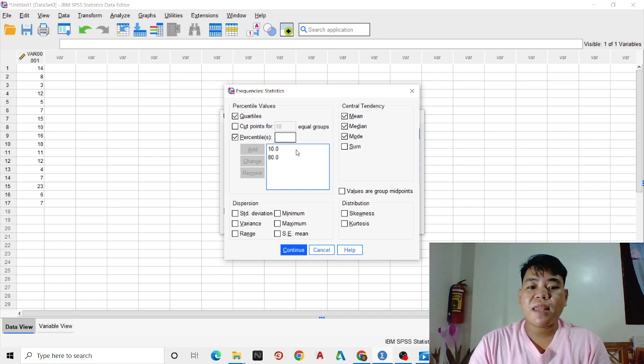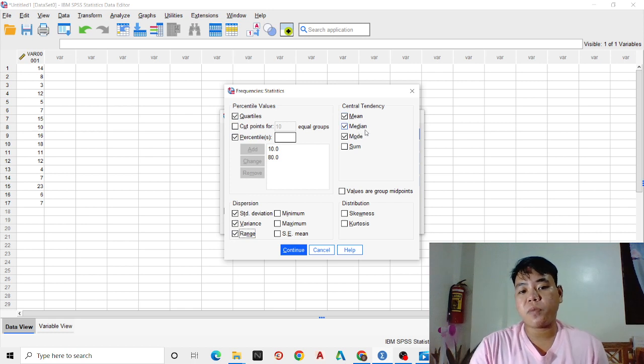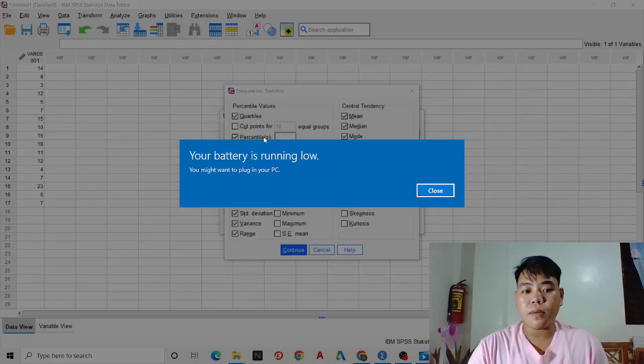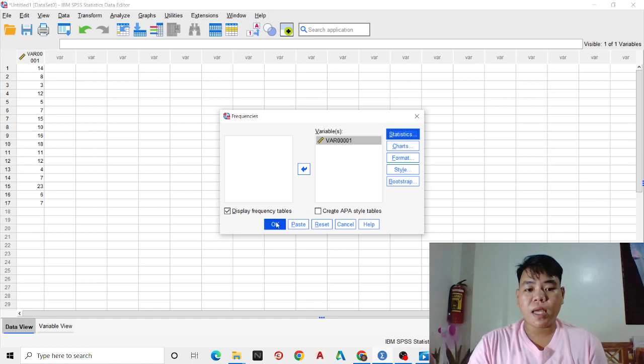So that's it. And then we add standard deviation, and I will also include variance, for it is also important, and then the range. So here is my needed computation: checking the mean, median, and mode for central tendency, the quartiles and the percentiles for measure of position, and then the standard deviation and the range for variability. And then continue, and then okay.